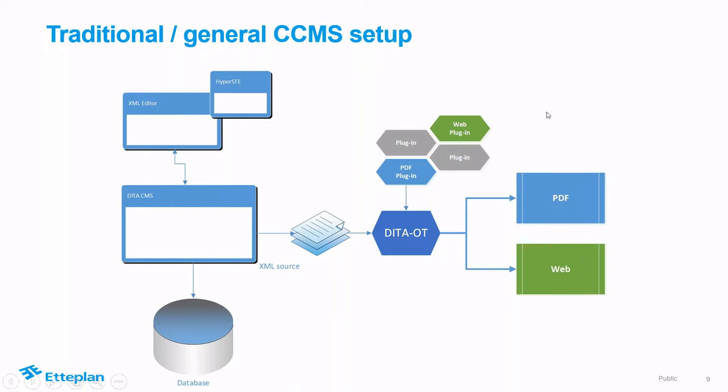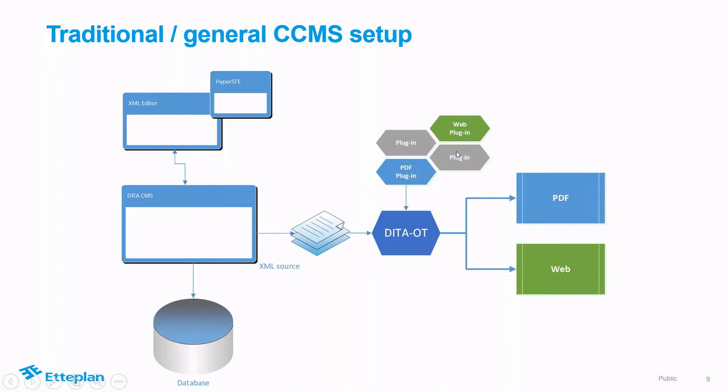Today, most projects are done in a content management system. Inside Etteplan, we do this based on data. So there's a data content management system. There's an XML editor. There might be a controlled language checker. In our case, this would be HyperSTE. And with this, we will be able to publish the content from the CMS to, for example, PDF.